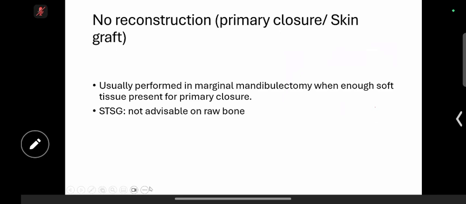Starting with no reconstruction, or primary closure or a skin graft, this is usually performed in a marginal mandibulectomy when enough soft tissue is present for primary closure. Split thickness skin graft is not advisable on raw bone.